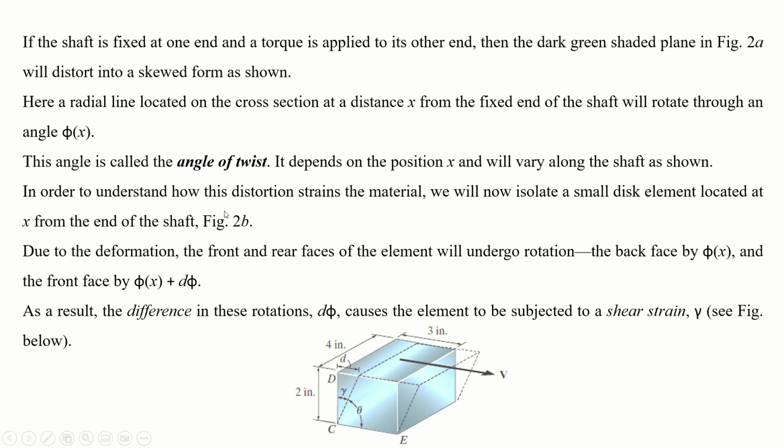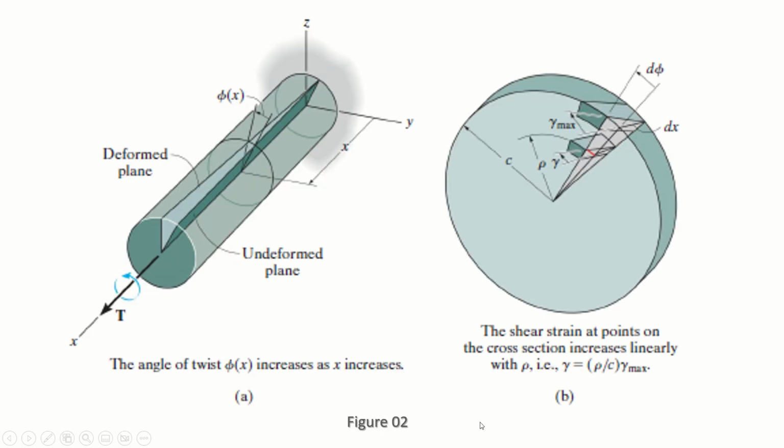In order to understand how this distortion strains the material, we will now isolate a small disk element located at x from the end of the shaft, for example in figure 2b. So let me take you to figure 2b, right? This is a small disk that I have taken from here. This is at the distance x from the fixed support. So this disk has some thickness. What is the thickness? The thickness is d of x, right?